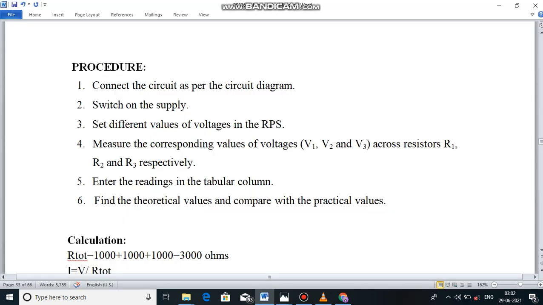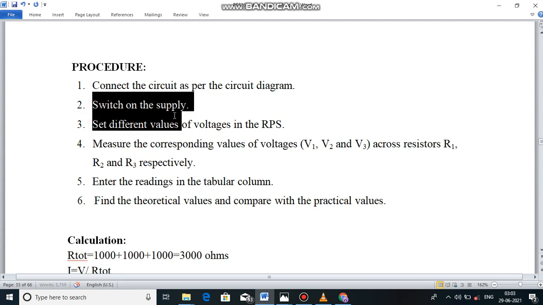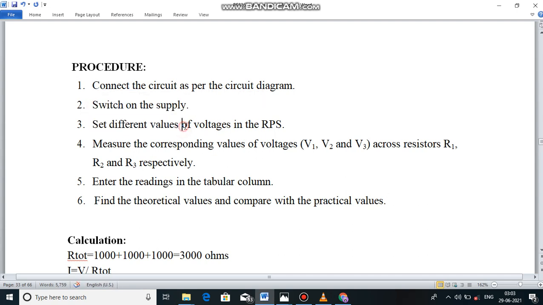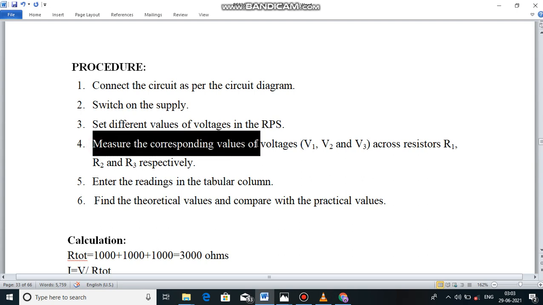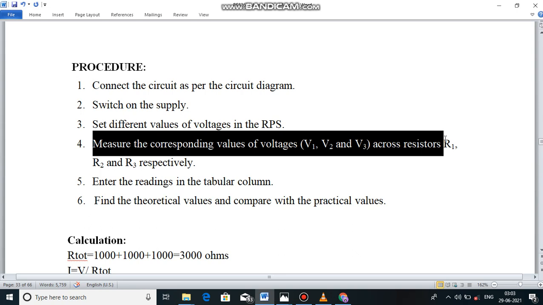Now the procedure for performing this experiment is, you have to connect the circuit as per the circuit diagram. Then you have to switch on the supply. Next, you have to set different values of voltage in the RPS, which means you are going to increase the voltage value gradually. First set the RPS value as 5, then increase it to 10, then 15, or else you can increase in steps of 2. It depends on you. Then for the input voltage being applied, you have to measure the corresponding values of voltage drop across each resistor.